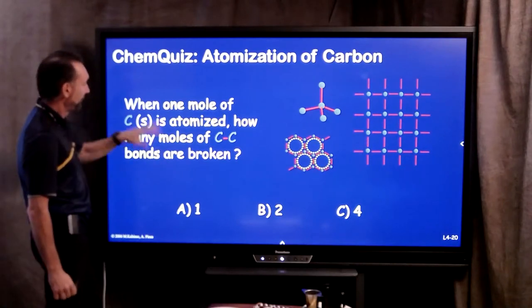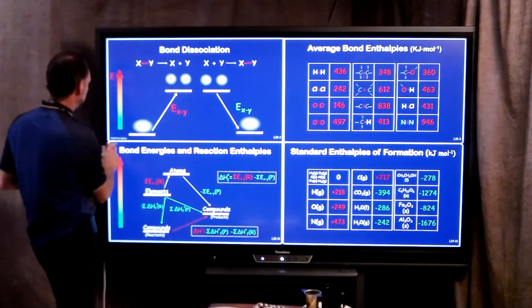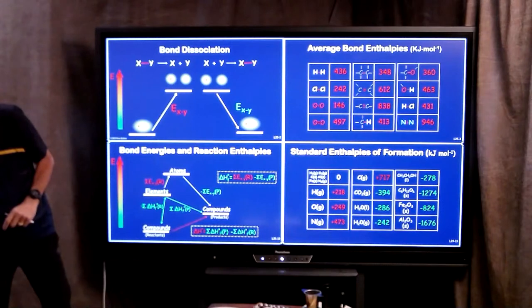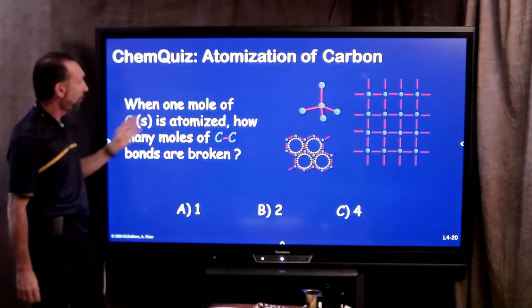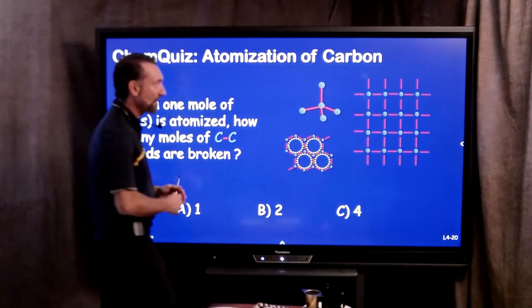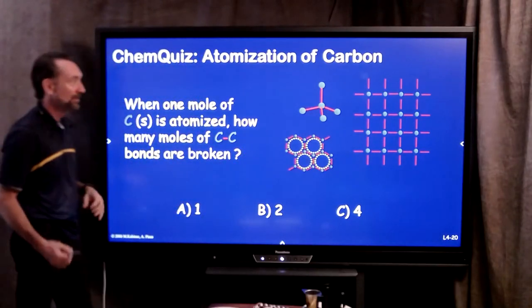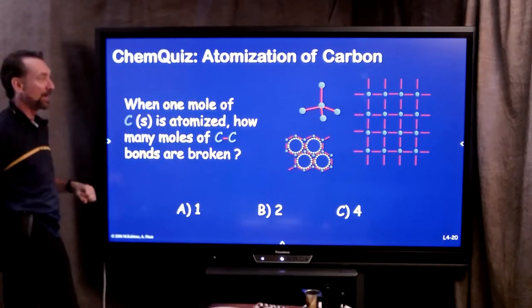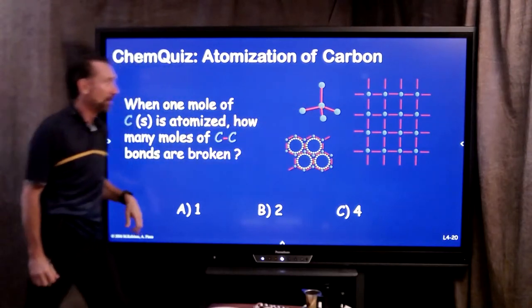First, let's do a chem quiz. I'm going to take a mole of carbon solid in the diamond form. So it's got four carbons around it. Every carbon is surrounded by four other carbons. There's this other form, graphite. We're not going to talk about that one.